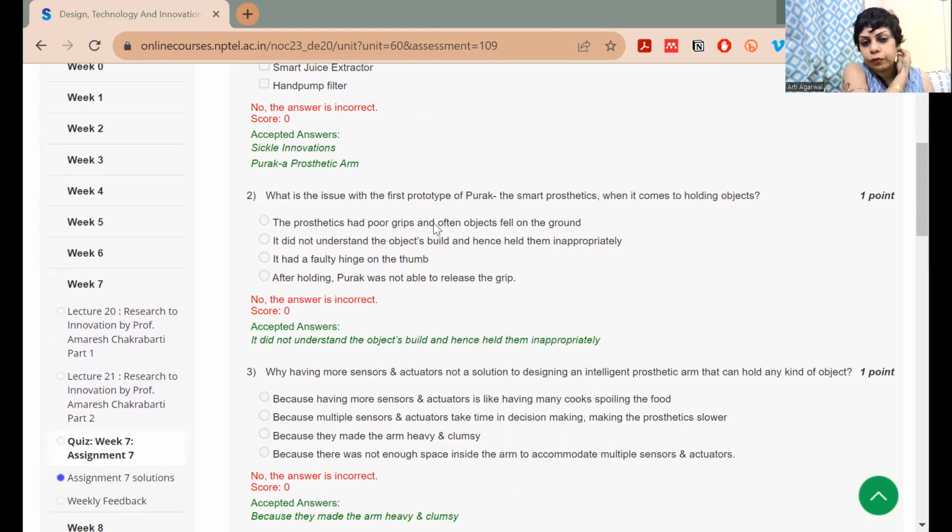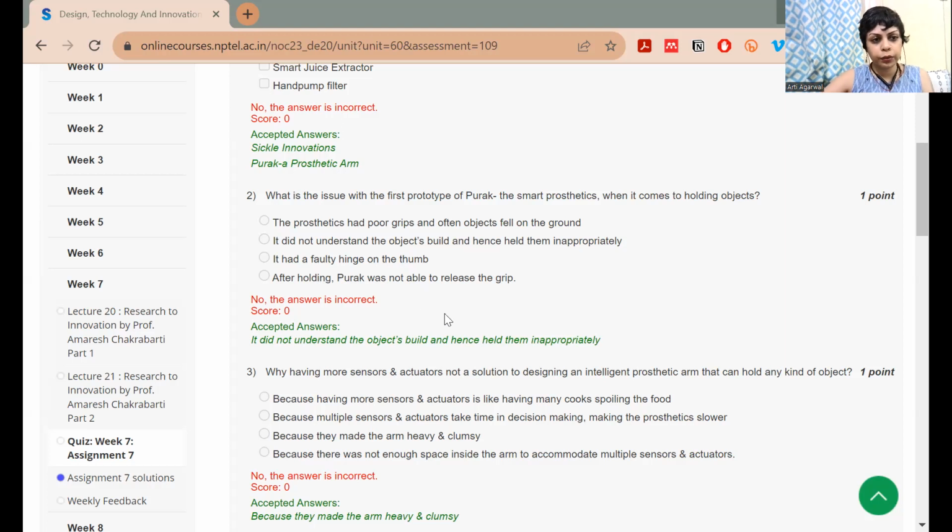What is the issue with the first prototype of Purak, the smart prosthetics, when it comes to holding objects? The options are: the prosthetics had poor grips and often objects fell on the ground. Second, it did not understand the object's build and hence held them inappropriately. The third is, it had a faulty hinge on the thumb. The last is, after holding, Purak was not able to release the grip.